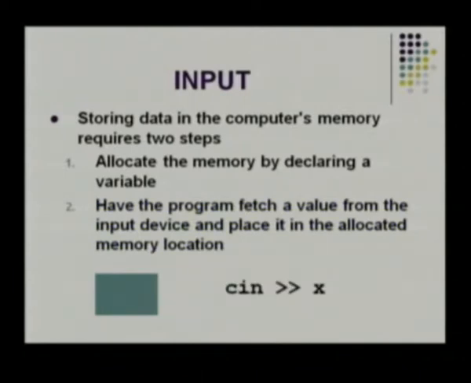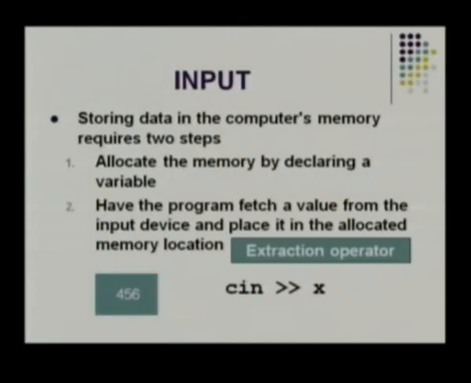So cin is the input command in C++. When you write cin followed by two greater than symbols and the value, whatever value you give is immediately put into the computer's memory. So here we have given 456, so x holds the value 456. Here this greater than operator is called the extraction operator. Cin is the input command, followed by the extraction operator, followed by the variable name for which we give the value.